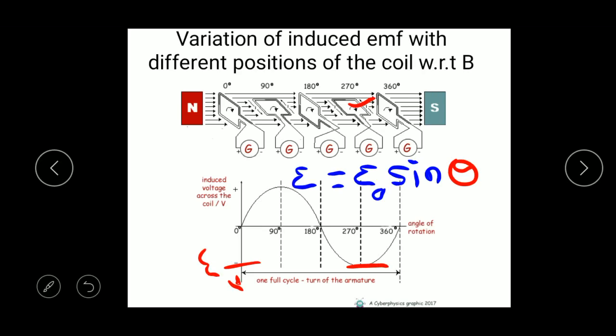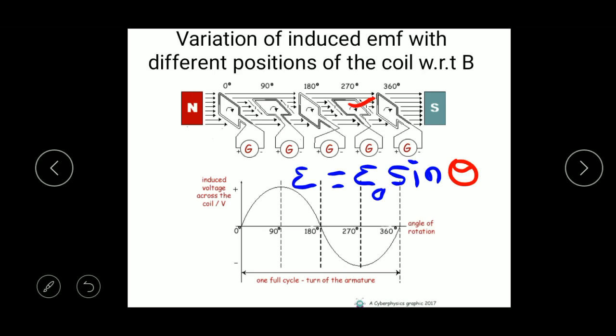Right? E is equal to minus you will get here, and in this case you will get plus, right? So at theta is equal to 90 degree plus E naught, that is the maximum value of the induced EMF, that is positive. It is in one direction, and in the other direction, at theta is equal to 270 degree you will get the maximum value of the induced EMF. It is in the other direction. So in this way we have to explain the variation of the induced EMF with respect to the magnetic field and the value of theta.